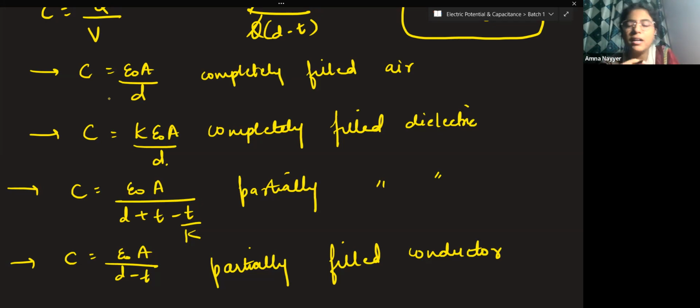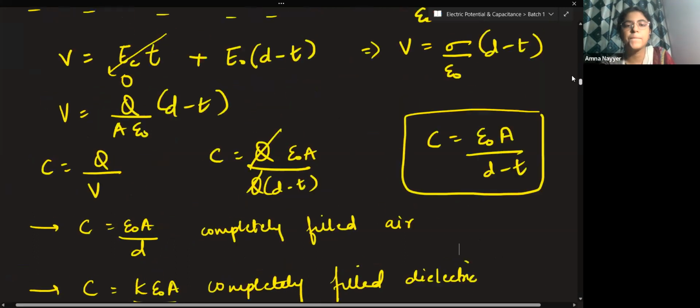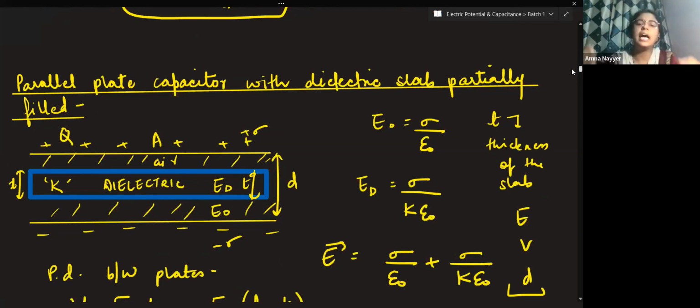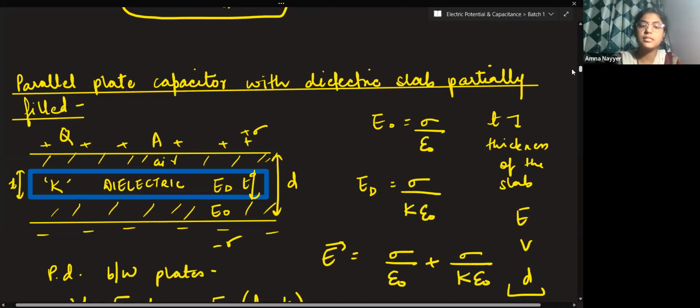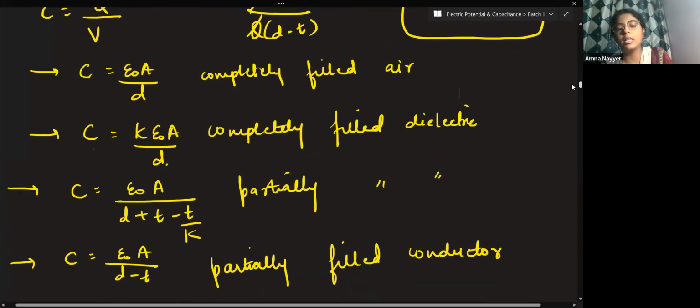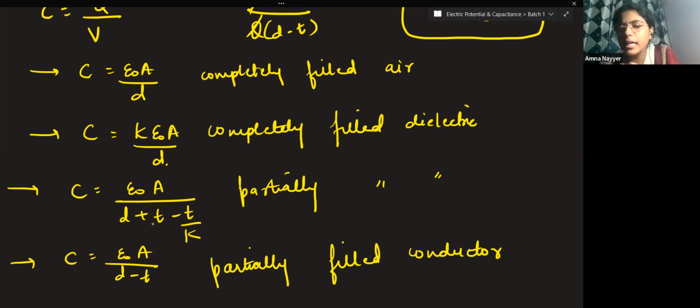Then if it is partially filled with a dielectric slab, not completely filling it, with a certain thickness in the middle of the parallel plates, a dielectric slab has been inserted. If such is the case, then your final formula becomes C is equal to epsilon naught A divided by d minus t plus t by K. In this, t is the thickness of the slab, A is the area, small d is the separation between them, K is the dielectric constant, and epsilon naught is the absolute permittivity.